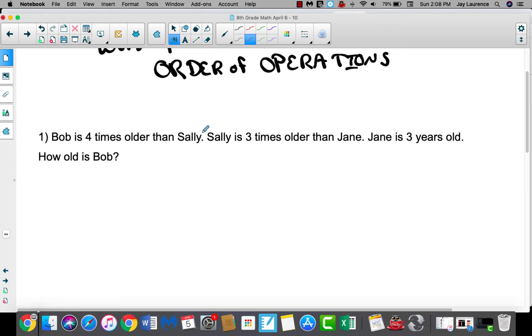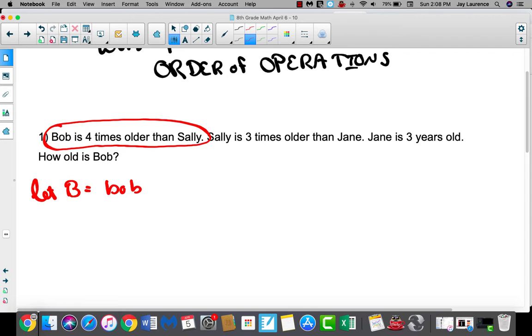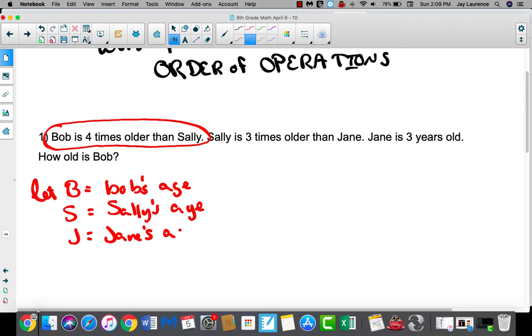All right, so right here, let's read through the whole thing once. Bob is 4 times older than Sally. Sally is 3 times older than Jane. Jane is 3 years old. How old is Bob? Well, I'm going to write a series of equations here. I'm going to let B equal Bob's age, S is going to be Sally's age, and then J will equal Jane's age.